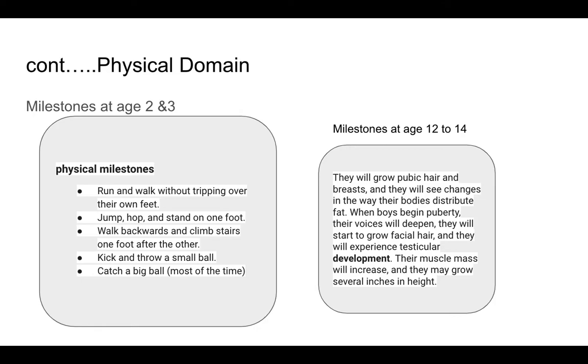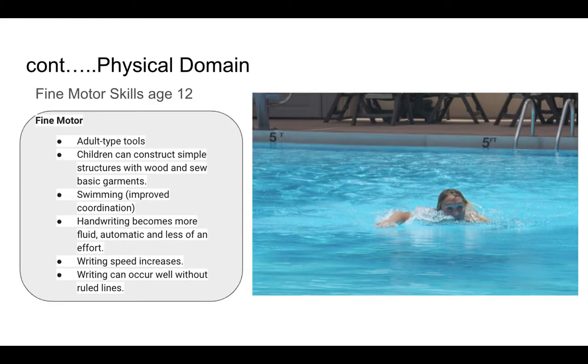Now, as you can see, there's a difference in the milestones that has gradually happened to these students. They're worrying about being able to walk straight and stand up straight and to be able to kick and throw a ball. And here at 12 to 14, they're worried about their appearance, what they look like, what's happening to their body, and why these things are happening to their bodies. So this is the physical domain in so many senses.